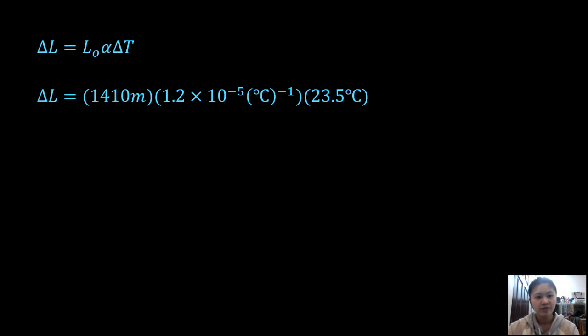So we have the initial length, which is 1,410 meters, multiplied by alpha, which is 1.2 times 10 raised to negative 5 per degrees Celsius, multiplied by the change in temperature, which is 23.5 degrees Celsius. Calculating those values, we would get positive 0.40 meters. So the change in length is positive, which means the steel deck expanded.